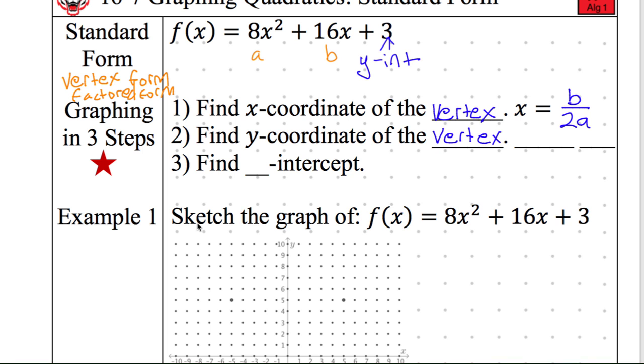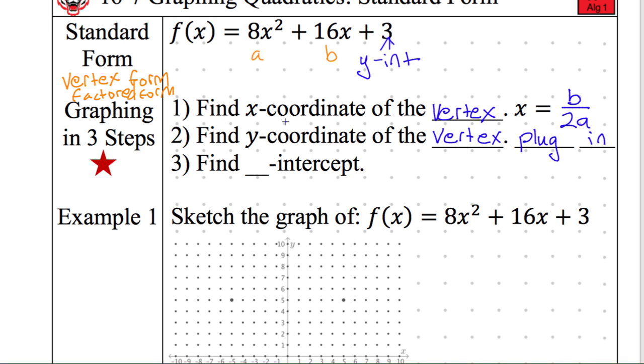And again, this is very similar to doing factored form. In factored form, we had to find the vertex also. We find the x-coordinate of the vertex by finding the center of the x-intercepts. And then once we find the x-coordinate, just like the y-coordinate here, we're going to plug in. So if I got x equals 1, I plug in 1 to each of these x's. I have 1 squared is 1 times 8, which is 8. 1 times 16 is 16. You add all these up when you plug in that x-coordinate.